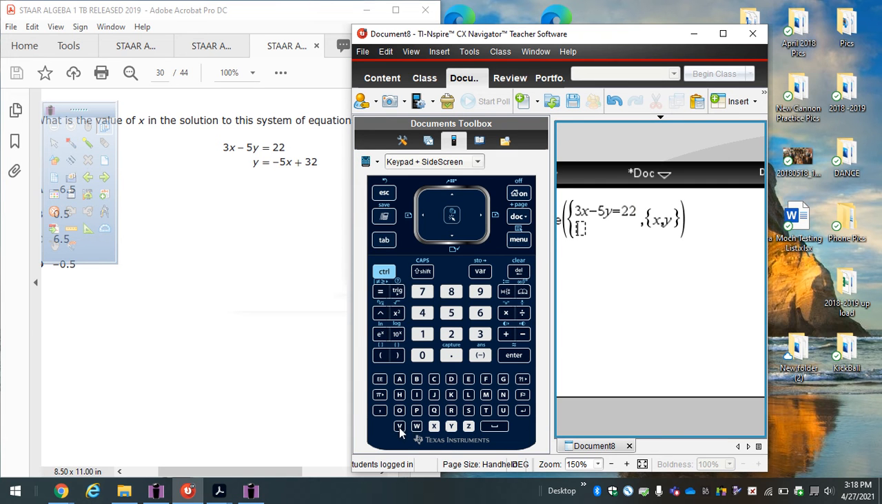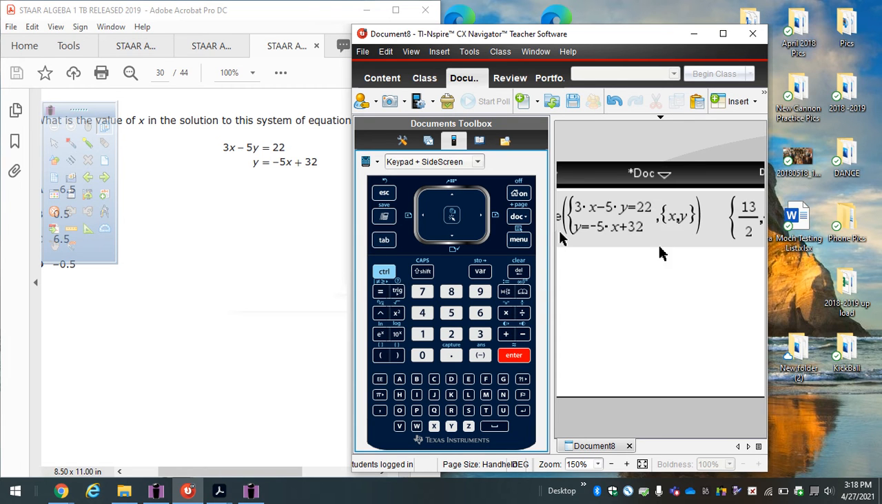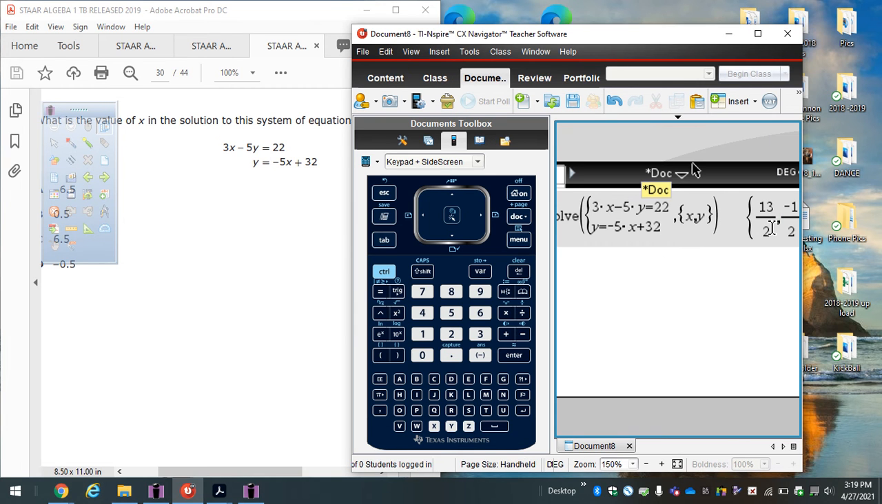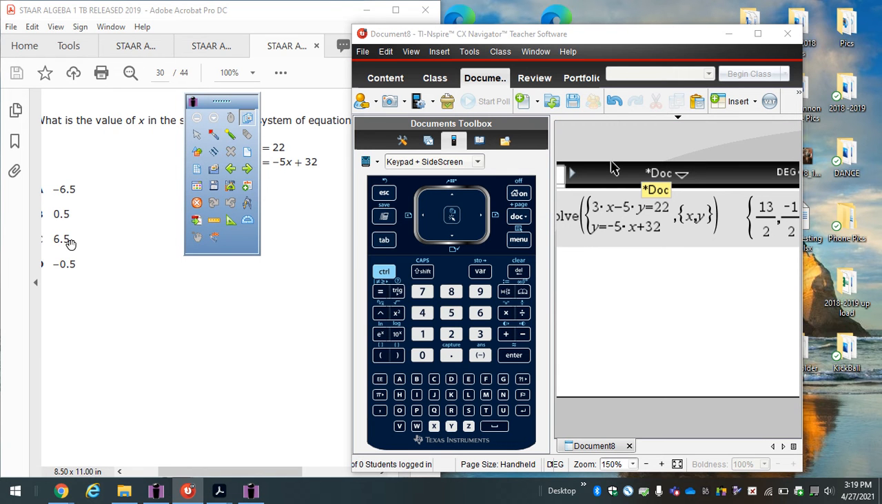I'm going to go with y equals negative 5x plus 32. I really want the x value only. That's actually only what you see. 13.5 is 6.5. C.